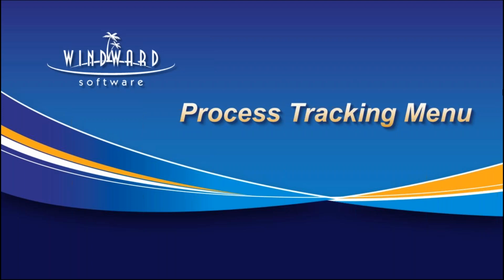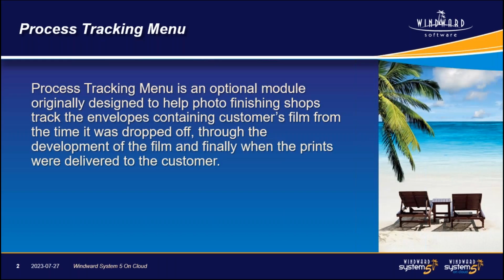All right. So what is process tracking menu? Process tracking menu is an optional module originally designed to help photo finishing shops track the envelopes containing customers' film from the time it was dropped off through the development of the film and finally when the prints were delivered to the customer. This feature could be used to track virtually any process that contains a series of steps or stages.